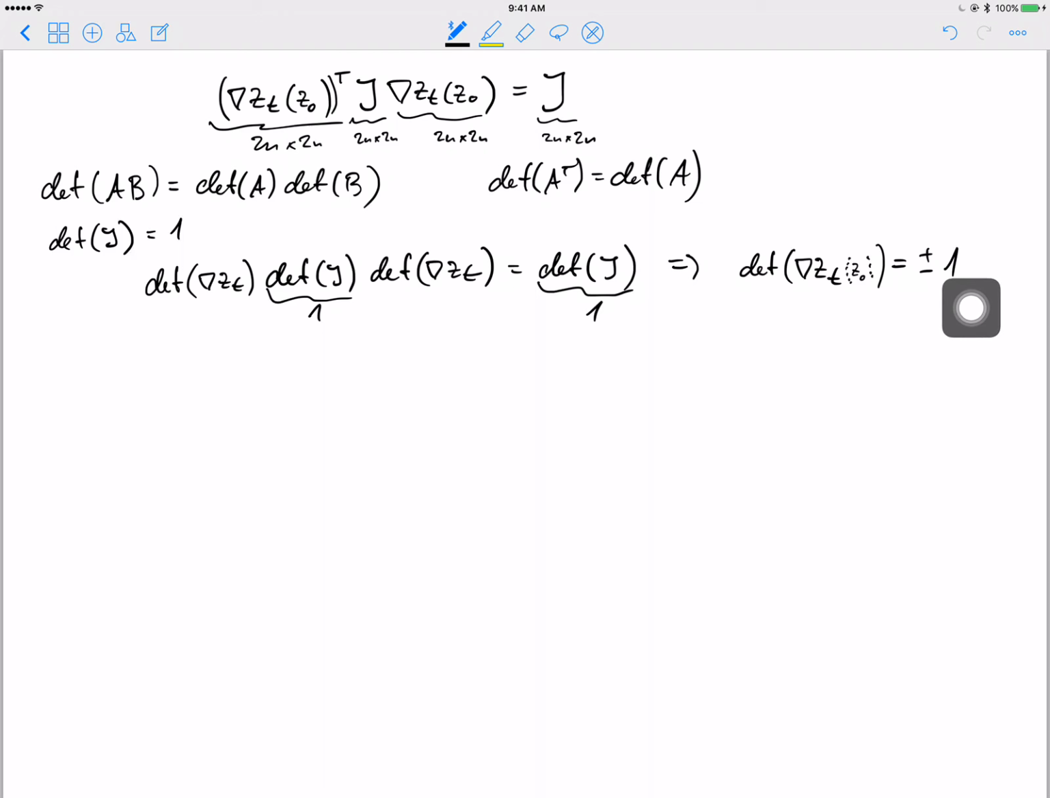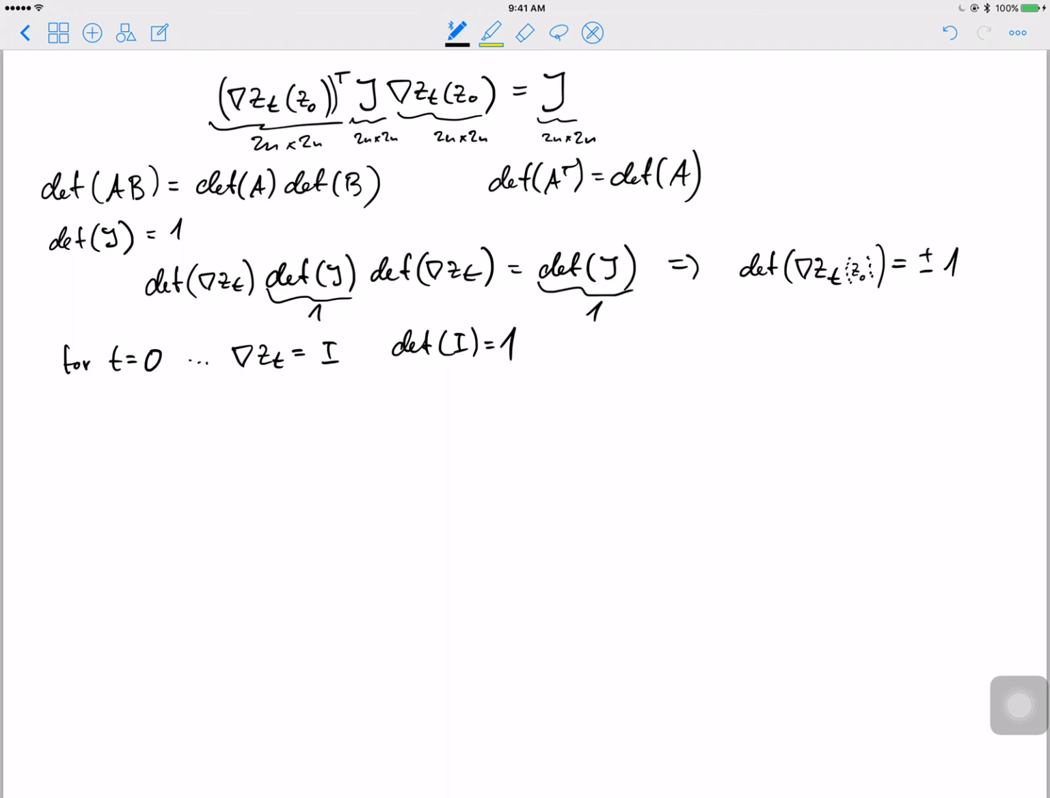Is it possible that this would be minus 1? The answer is no. It's impossible because, remember, for t equals 0, we know what the Jacobian of ZT is, right? It's the identity matrix. Well, the determinant of the identity matrix is 1, okay?